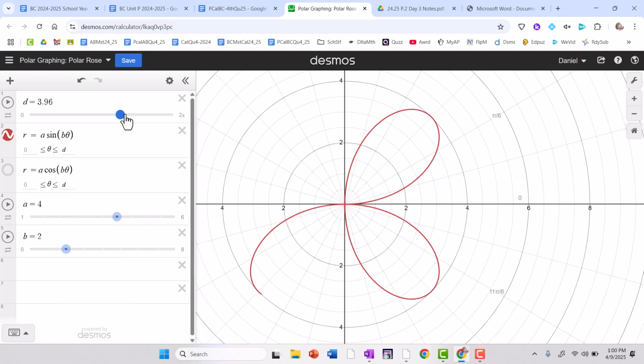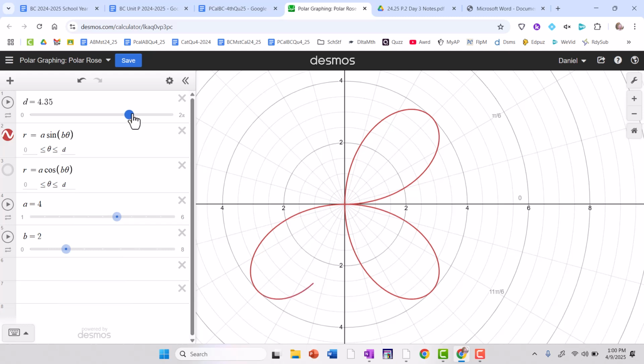Remember, you're in quadrant 3 now. This is what this toggle does for you, 3.96 for an angle measure that I plugged in here. That's 5 pi over 4. Multiply that by 2, you get 5 pi over 2. 5 pi over 2 is 4 pi over 2 plus pi over 2, so sine of 5 pi over 2 is 1. 1 times 4 is 4. So that's at 5 pi over 4.